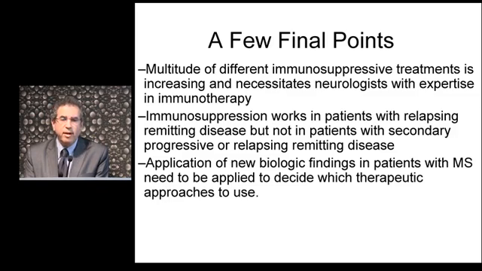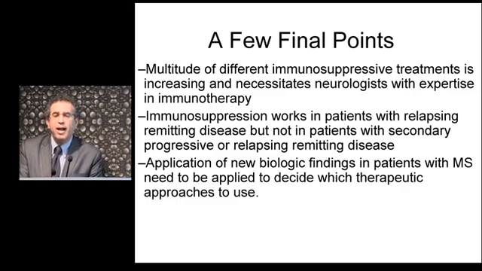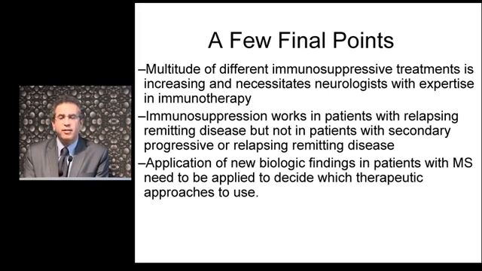or primary progressive disease. It's not clear why the therapies do not work in primary progressive disease, but perhaps one can look at these diseases where the CNS itself becomes inflamed, T-cell traffic is not important, and immunotherapy does not appear to work. And finally, based on what I showed from genetics and the biology, I believe the application of new biologic findings in patients with MS needs to be applied to decide which therapeutic approach to use.